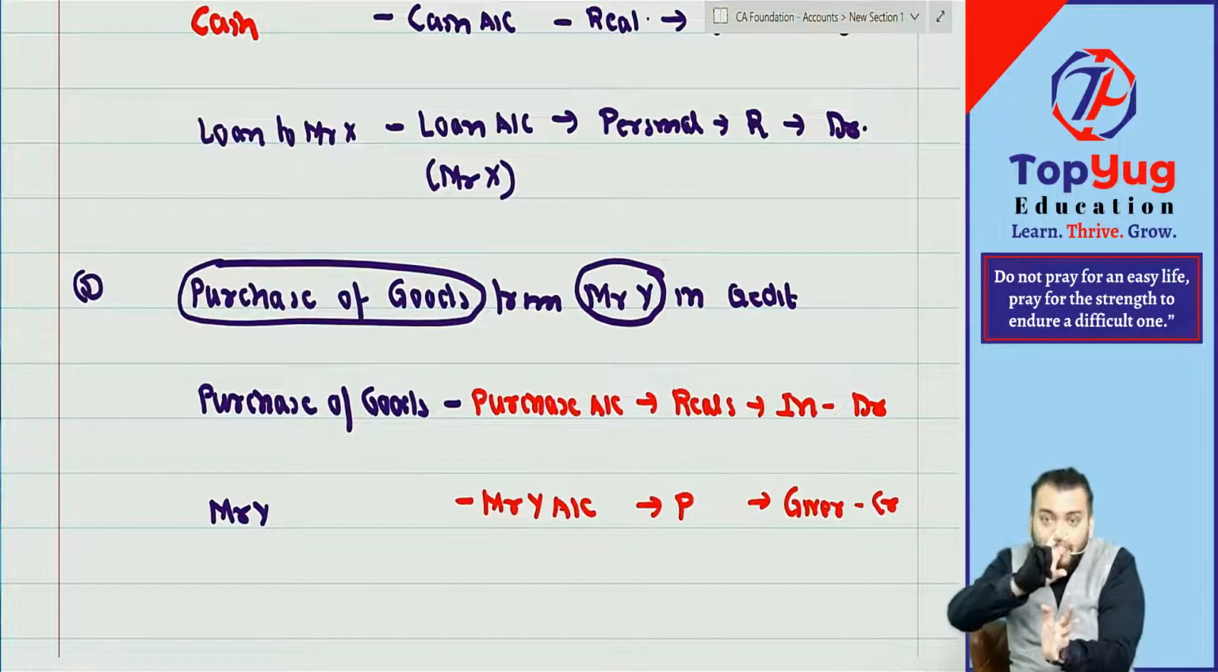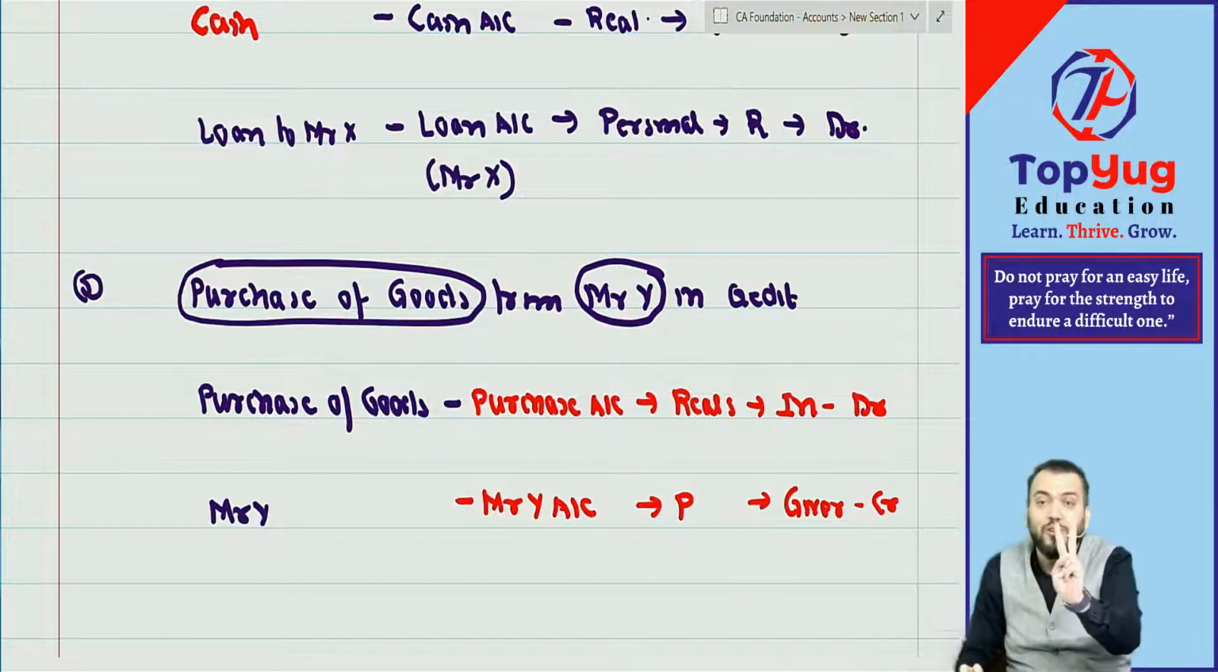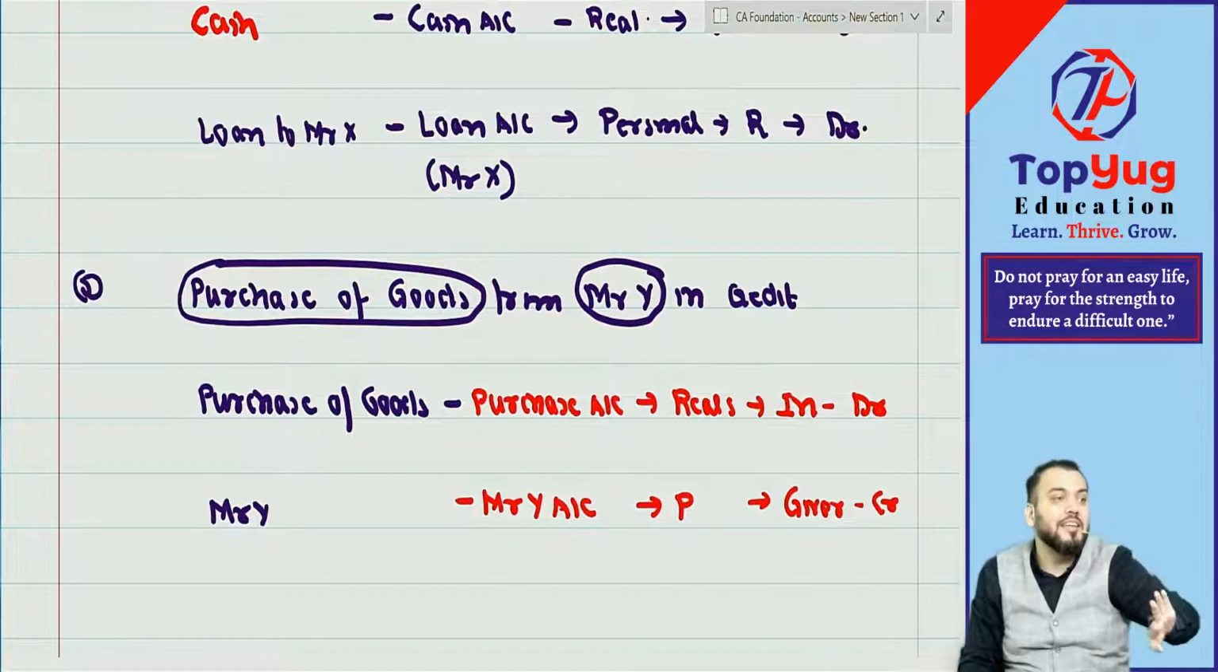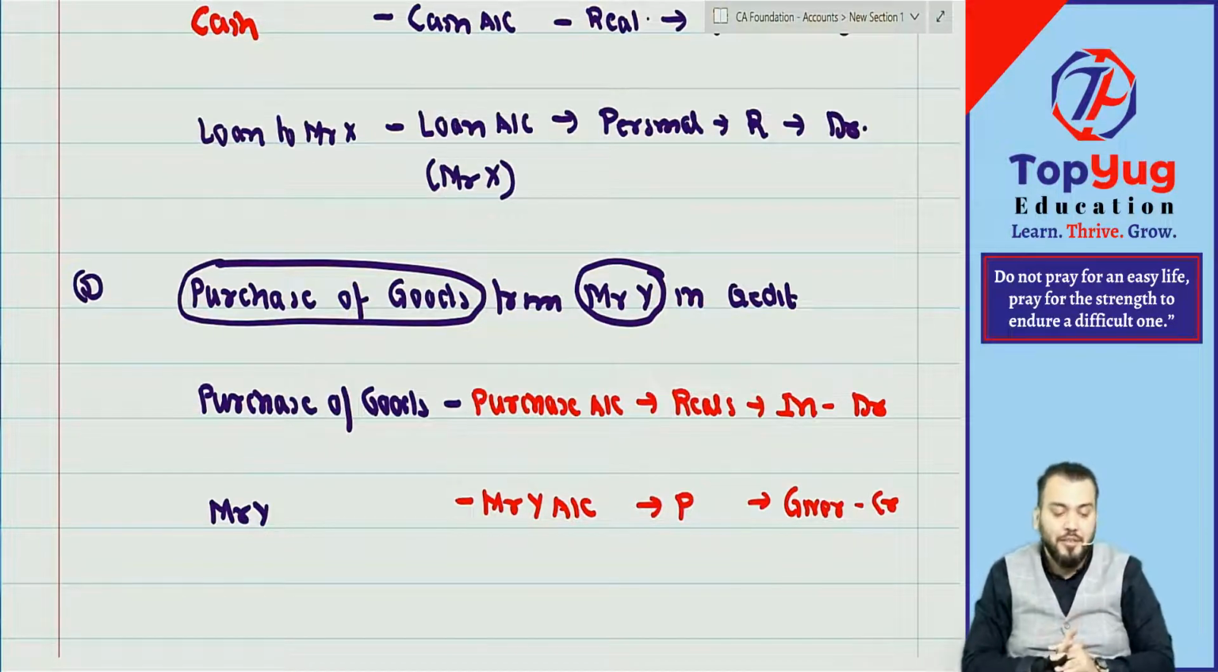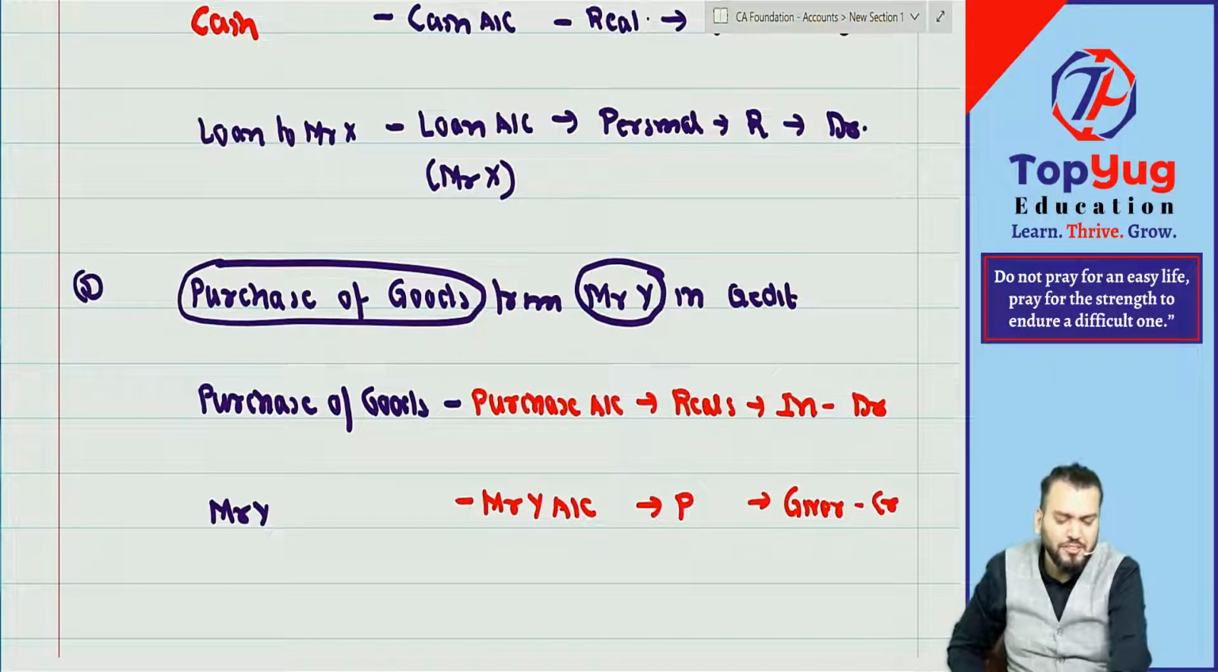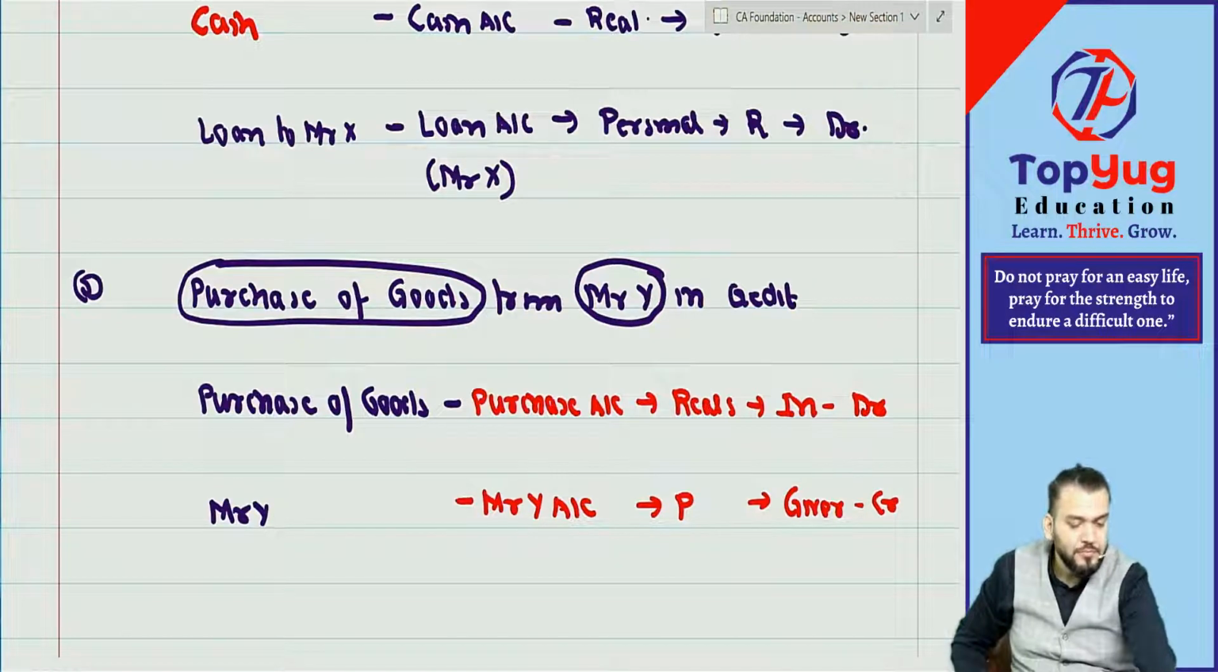transaction. So we are doing analysis of transaction to find out two aspects. One is debit, other is credit. Correct? Have you understood this much? I hope you have understood. Correct? Any doubt? No doubt.